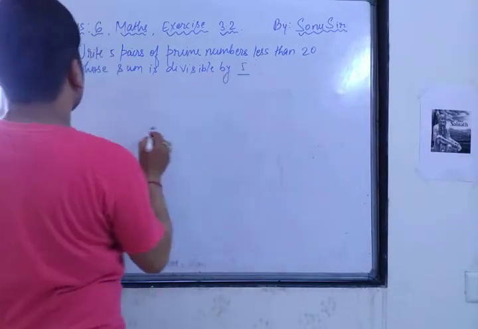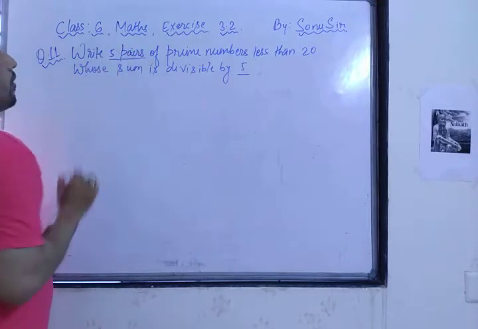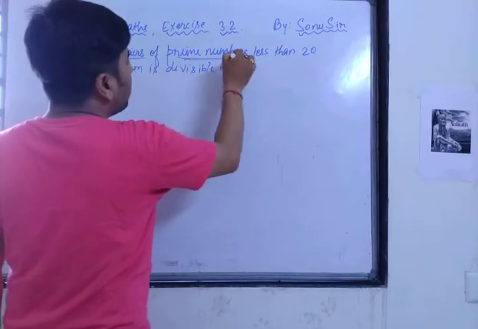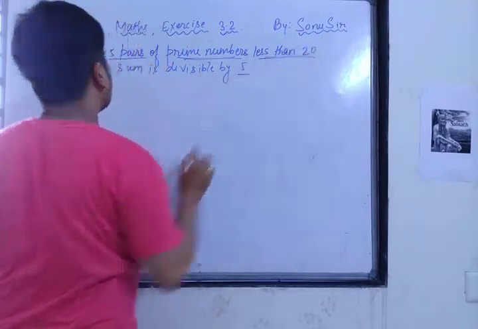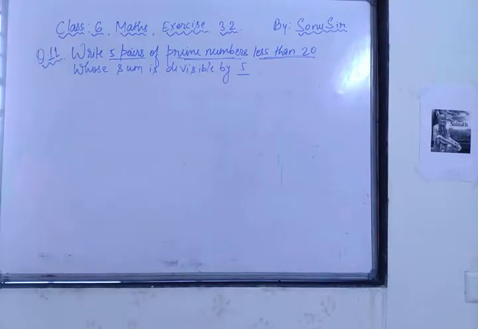First of all, understand the question. You have to write 5 pairs of prime numbers less than 20. Pairs means, you know, whenever you are wearing shoes, it is in a pair. Pair means 2, right? So you have to write 5 pairs of prime numbers which are less than 20.